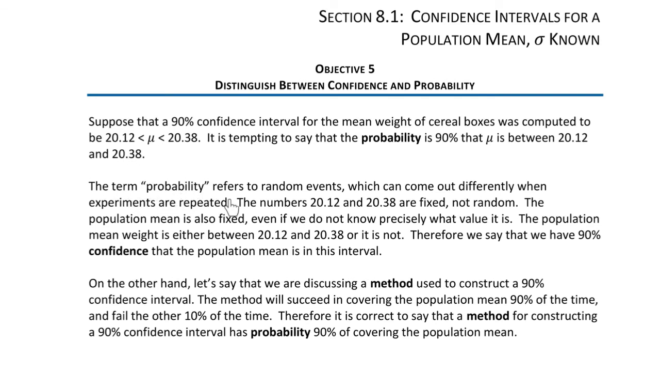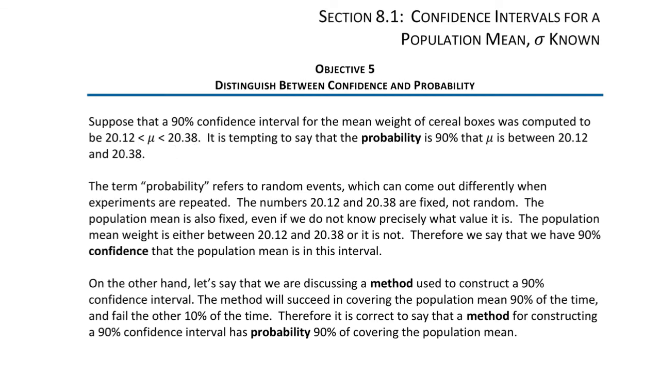The term probability refers to random events which can come out differently when the experiments are repeated. But these numbers are fixed, not random. The population mean is also fixed, even if we don't know precisely what the value is. The population mean is either between these two values or it is not. Therefore, we say that we have 90% confidence that the population mean is in this interval.